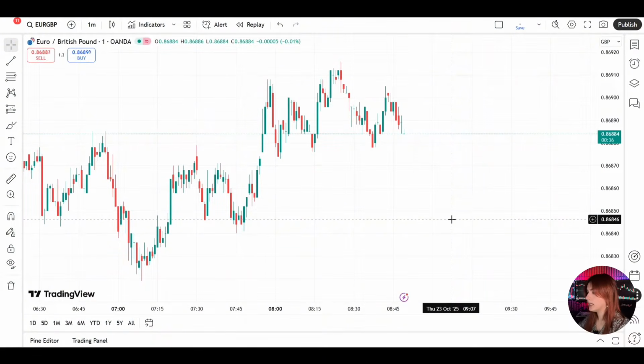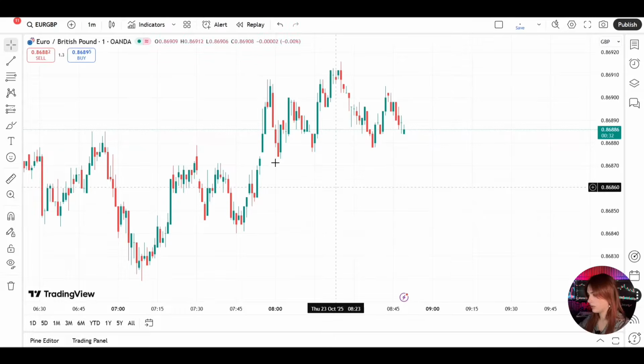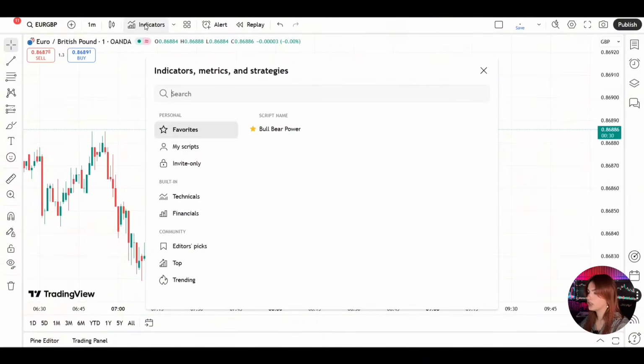So now let's connect the indicator. To do this, open the tab on the upper left corner. In this search engine, enter the name of the indicator. It is called Bull Bear Power.